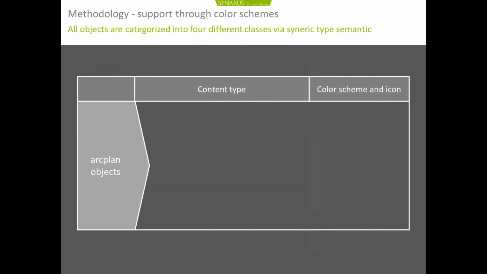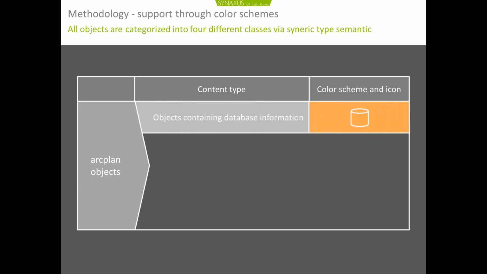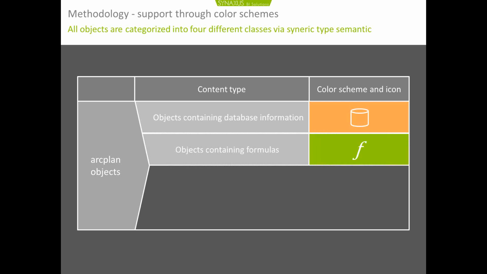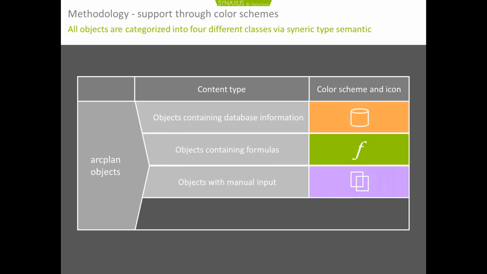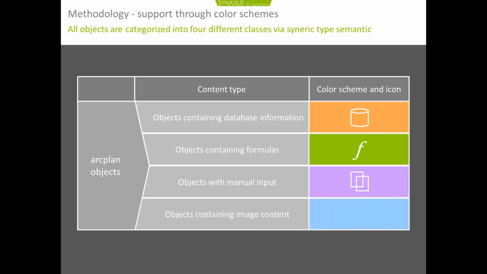And breaking it down to objects, we have the generic type semantic, which categorizes all objects in arcplan into 4 different classes. First, we have objects containing database information, indicated by this orange color scheme and having the database icon. We have objects containing formulas, the green ones with the formula icon. We have objects with manual inputs, where you can have manually created, like with the copy functionality or text input, and we have objects containing images.